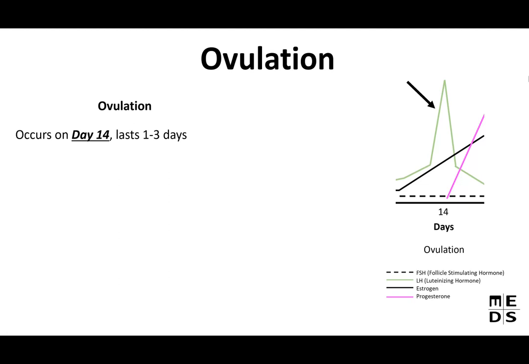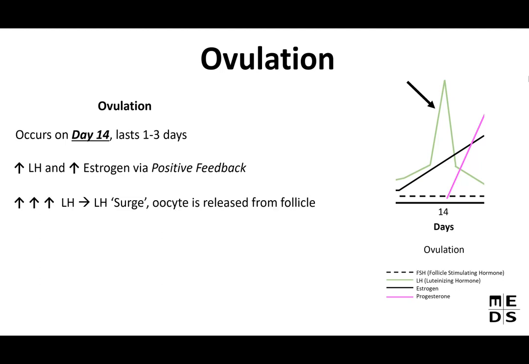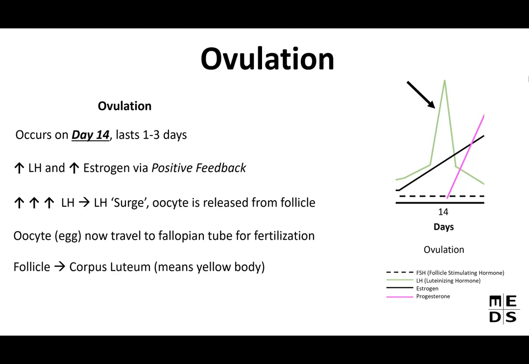So it occurs on day 14 and lasts 1 to 3 days. Like I said before, the LH is going to increase and estrogen is going to increase through positive feedback. It's going to increase so much that it's called the LH surge, where the oocyte is actually released from the follicle. The oocyte can now travel to the fallopian tube for fertilization. And the follicle, once it releases the oocyte, becomes the corpus luteum, which means yellow body.